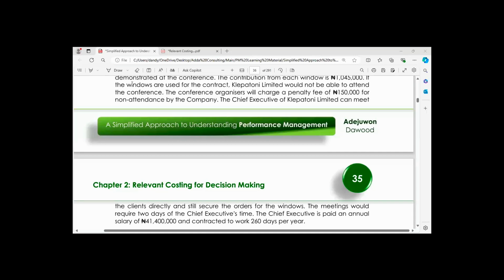Please, I wanted to find out why is non-production cost an irrelevant cost? Non-production cost is not a relevant cost. It's not related to production. It could be fixed costs, it could be fixed admin, fixed selling and distribution, provided it is not related to production. So that's why it is not relevant. We ignore it. Thank you. You're welcome.